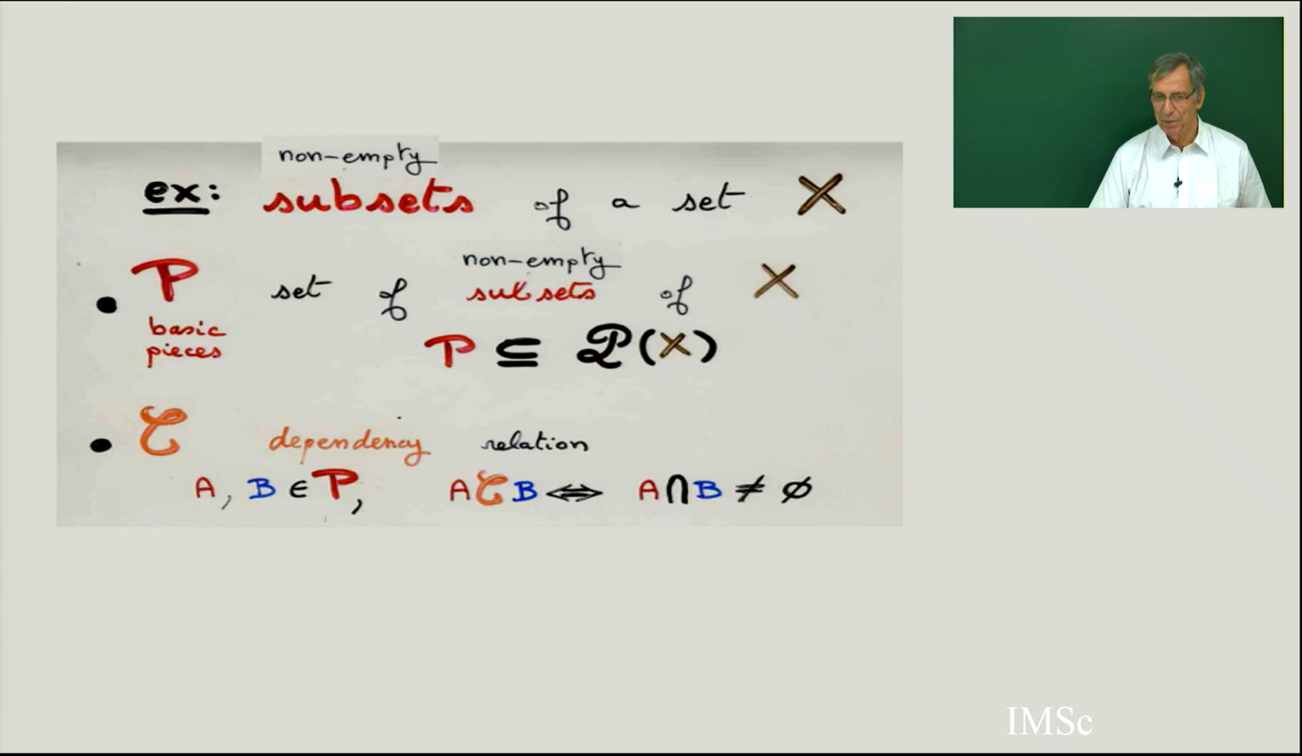Another example is non-empty subsets of a set. You take a set X, you take a certain set of subsets as the basic pieces, and the dependency relation is: two subsets are dependent if and only if they have a non-empty intersection. In fact, we will see in further lectures, there is an exercise that any heap can be viewed, as I will define isomorphism, as isomorphic to a heap of subsets.